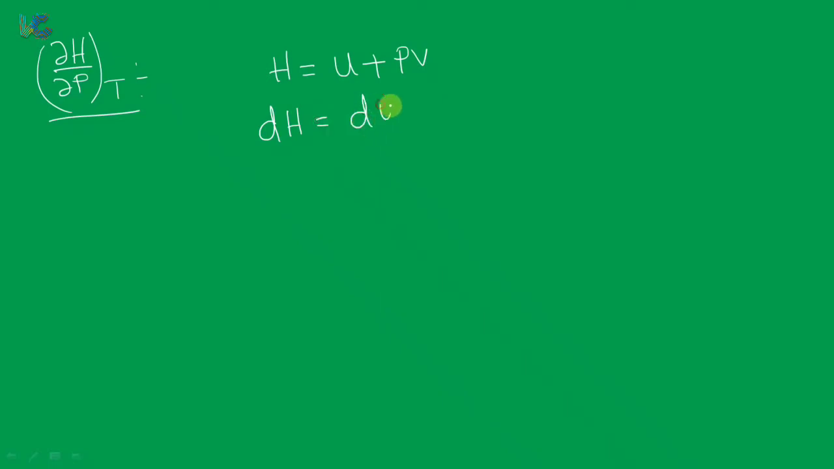Now let's see how we can measure this term, del H del P at constant T. If we go by the mathematical definition of enthalpy, enthalpy is equal to internal energy plus PV. That means H is equal to U plus PV. So from here we can write dH is equal to dU plus PdV plus VdP. This is equation 1.